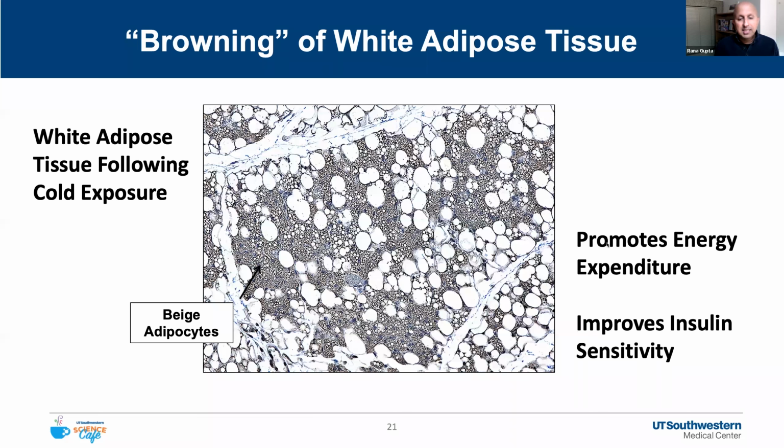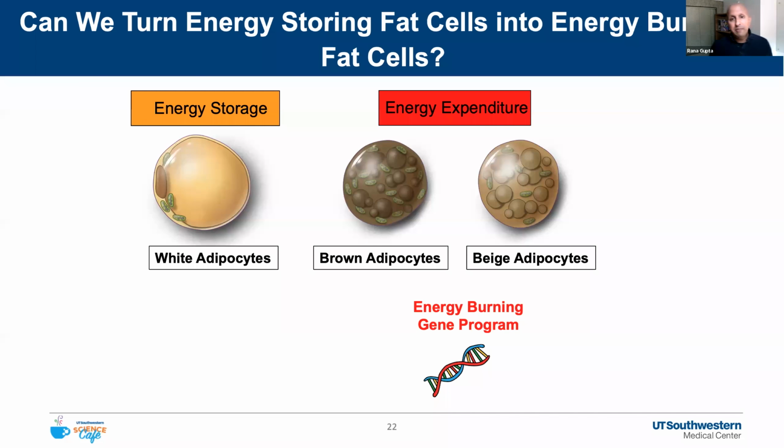What's remarkable is that these cells have the ability to burn energy and promote energy expenditure, but also they have the ability to increase insulin sensitivity and thus have an anti-diabetic effect. And what folks like me in the field are trying to understand is what drives the formation of these different types of fat cells, whether it be white fat cells or energy burning brown and beige fat cells. Now, there's a particular genetic program in these brown and beige energy burning cells that encodes this energy burning program.